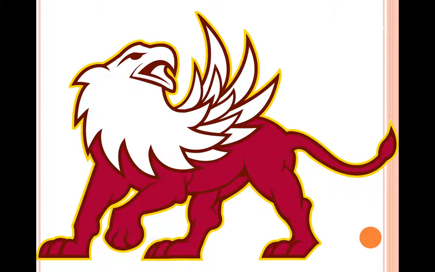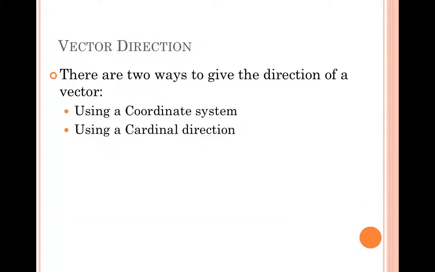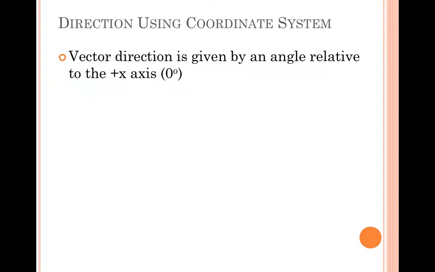So we have to use sine, cosine, and tangent, or those trigonometric functions that you've learned to grow to love. All right, so vector directions are given in two different ways, either using a coordinate system or a cardinal directional system. So it kind of depends on the setup of the problem. A coordinate system is a vector given by an angle relative to the positive x-axis. This is kind of unusual. We don't see that all that often.